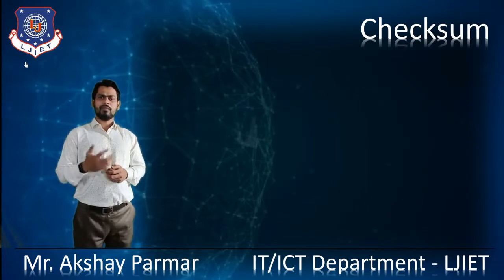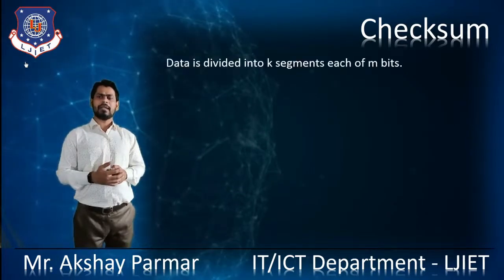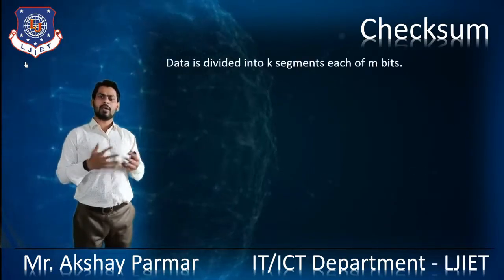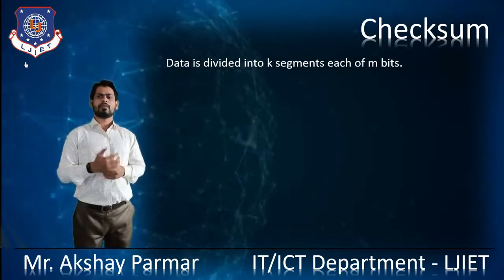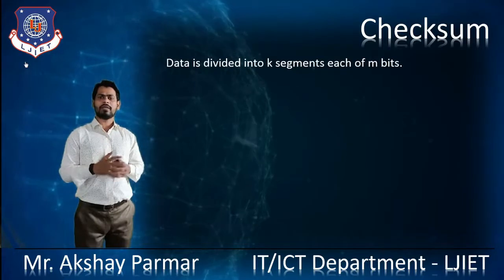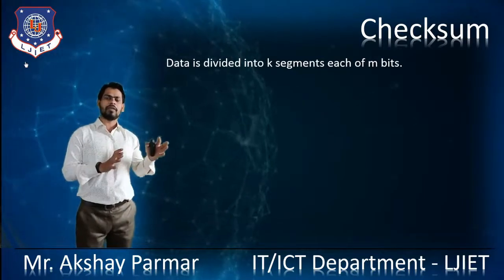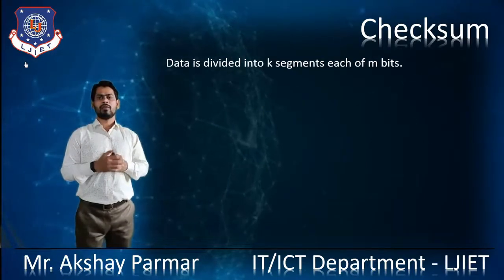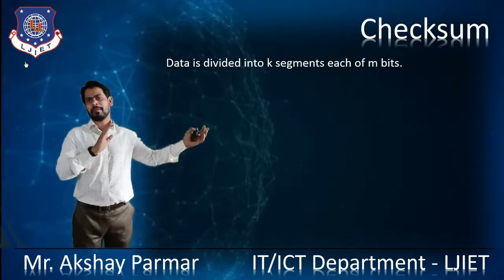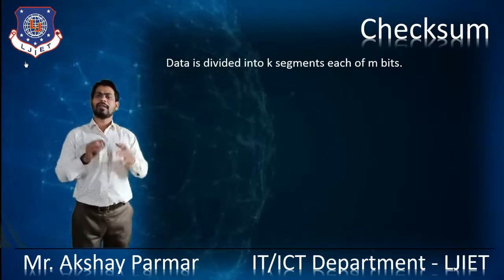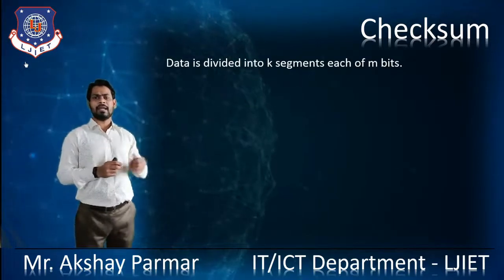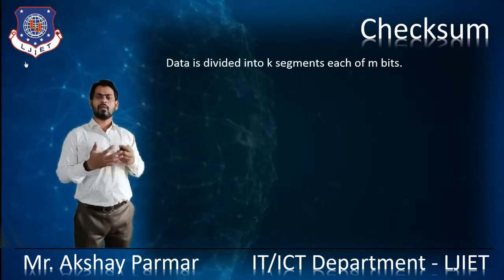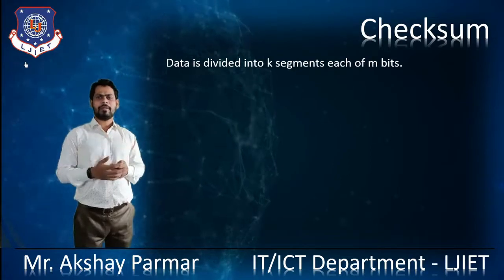Now, how is it working? Let's see. Data is divided into k segments, each of m bits. So the whole data, the n number of bits, is divided into k segments, and each segment has m bits. That's how you divide your data.